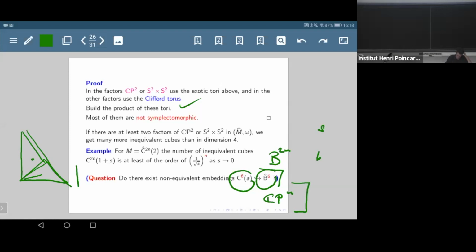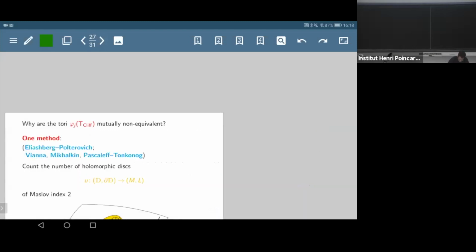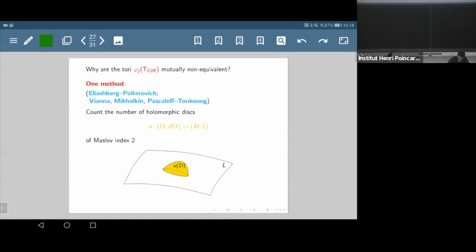You can go to any products of CPN, and you get really new examples also in the 6. You get infinitely many islands in pi0 of embeddings of such domains that contain a big enough torus into the 6 balls and the 8 balls and so on. Okay, but maybe I briefly say something about the proof.